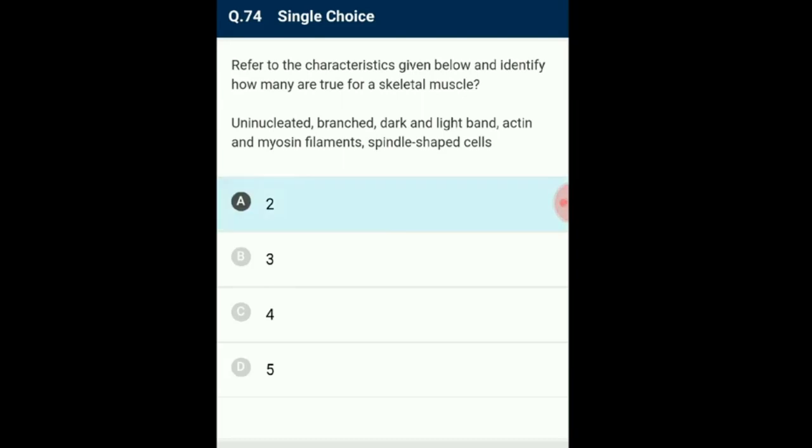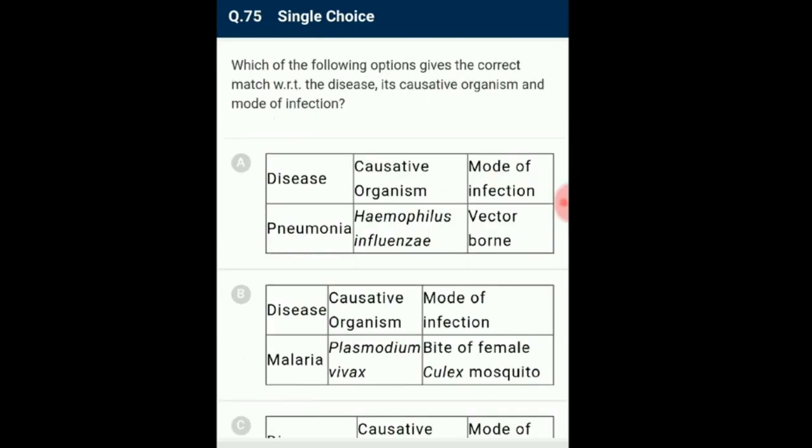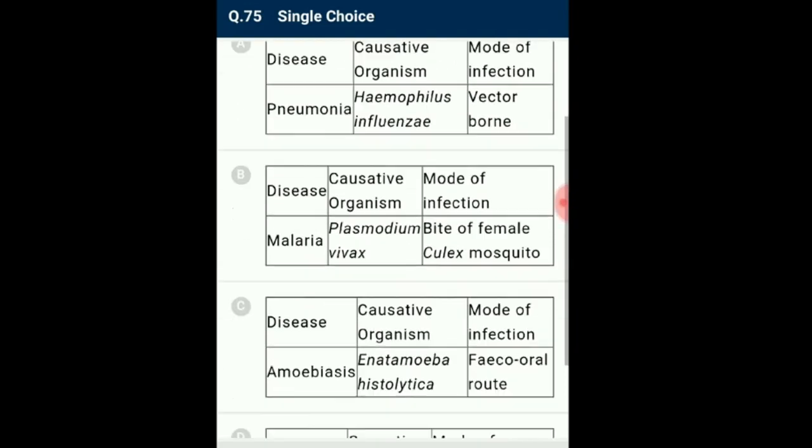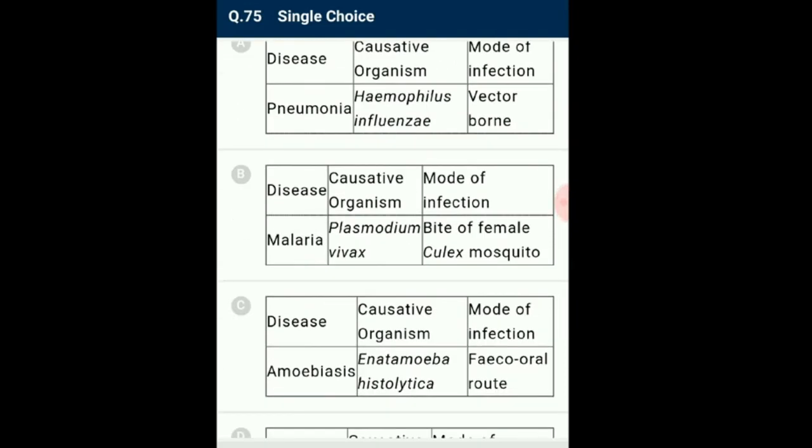There are two that are true about skeletal muscles. Question number 75. Which of the following options gives the correct map of the diseases, its causative organism and mode of infections? Here 4 diseases are given.